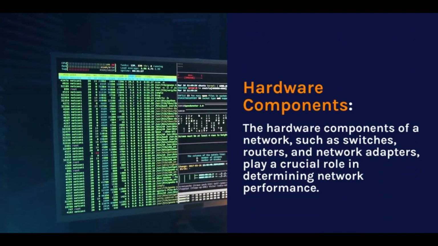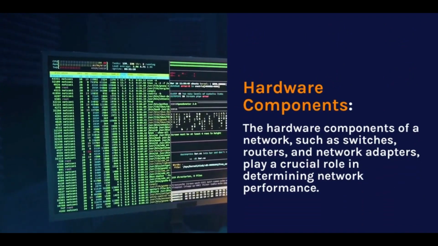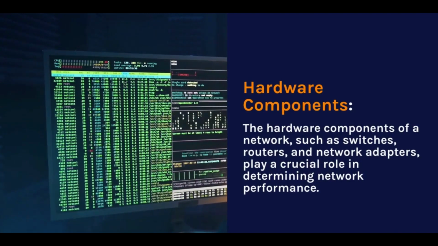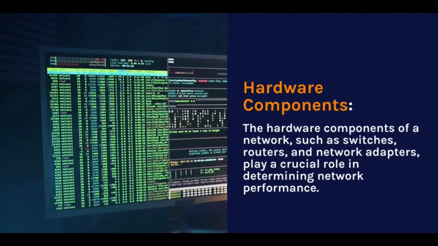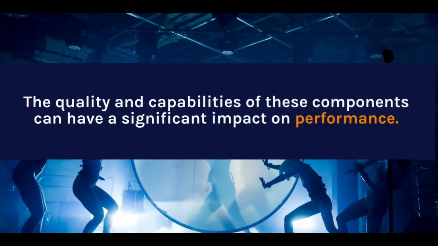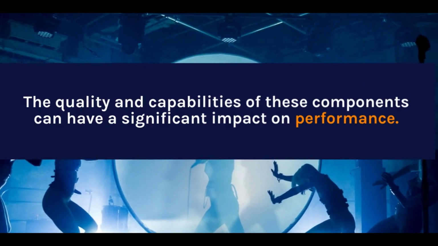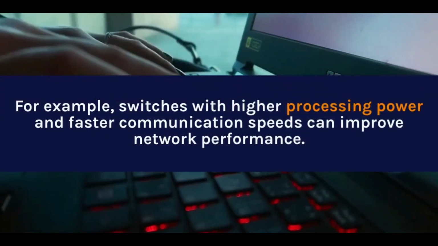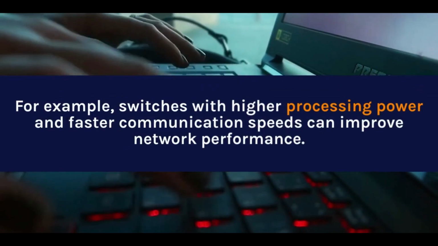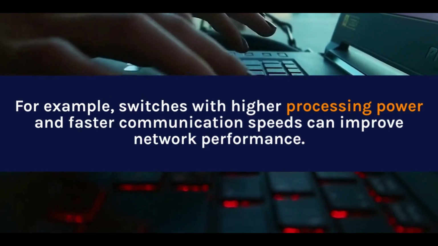Hardware components. The hardware components of a network, such as switches, routers, and network adapters, play a crucial role in determining network performance. The quality and capabilities of these components can have a significant impact on performance. For example, switches with higher processing power and faster communication speeds can improve network performance.